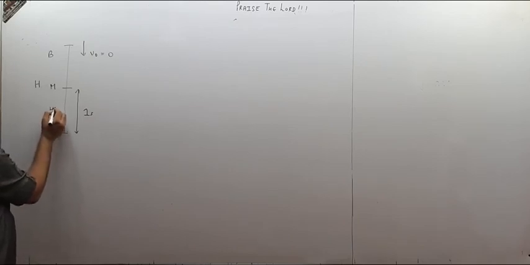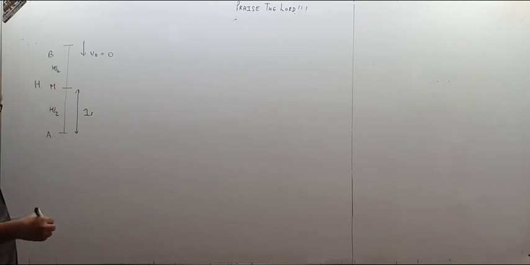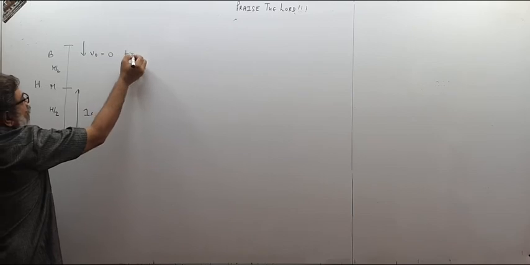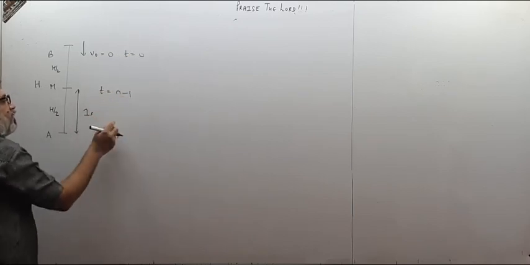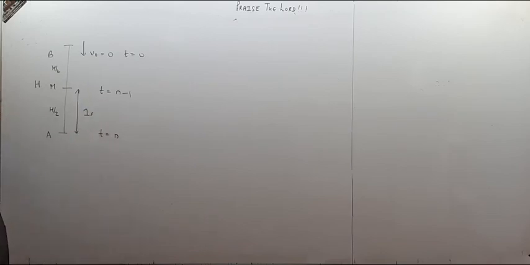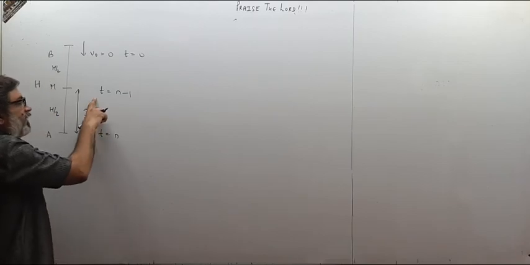Supposing this distance is h by 2, naturally this will be h by 2. Supposing it falls in n seconds, the total time taken to fall is n seconds. So this will be the time t equal to 0, this will be the time t equal to n, and this will be n minus 1, because from here to here it is 1 second. So if the total time is n seconds of the fall and this is 1 second, this time will be how much?